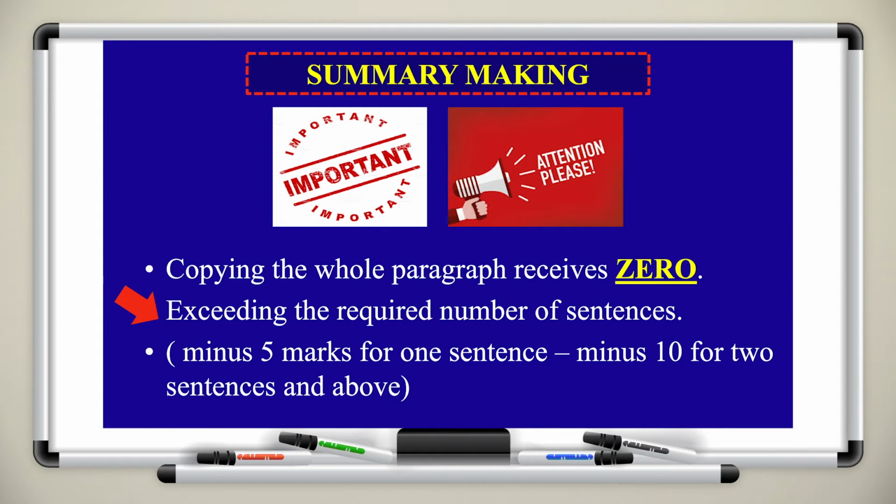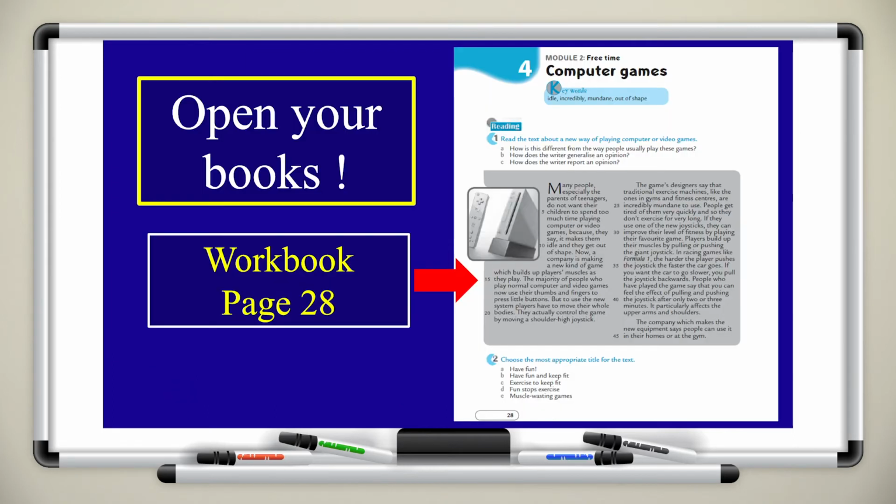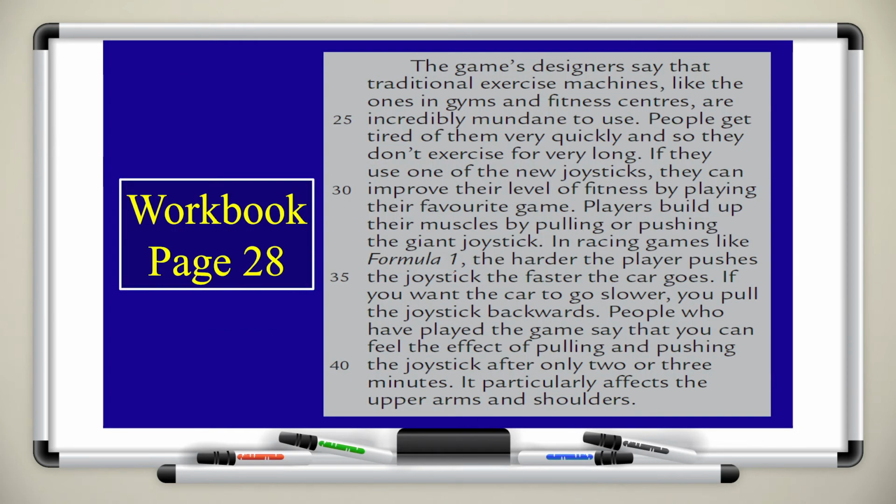Exceeding the required number of sentences will also make you lose marks. For example, you get -5 marks if you write 5 sentences, and you get -10 marks if you write 6 sentences and above. Now, open your workbook to page 28, and let's look at this text together. So here, let's read it.